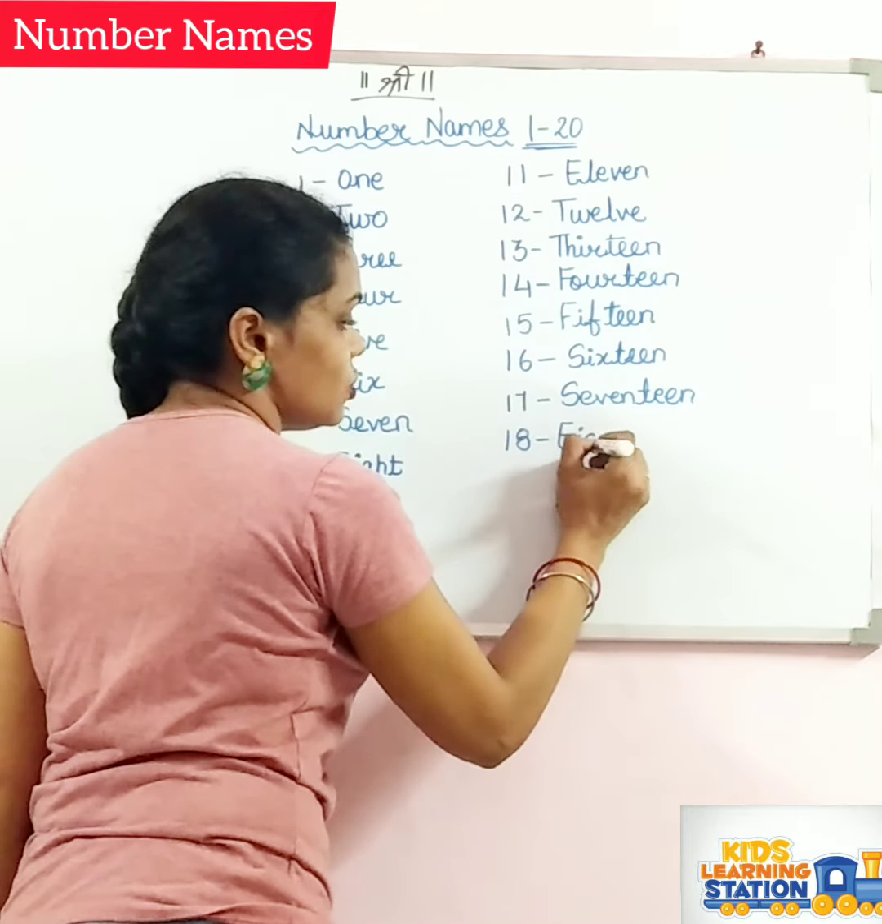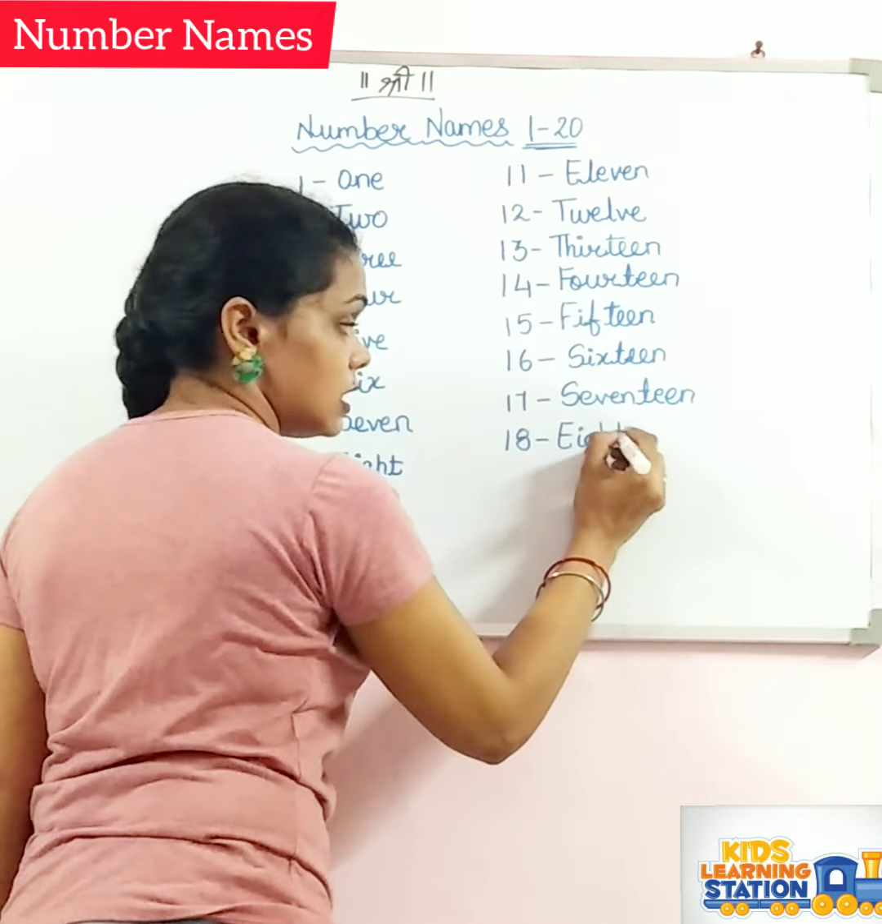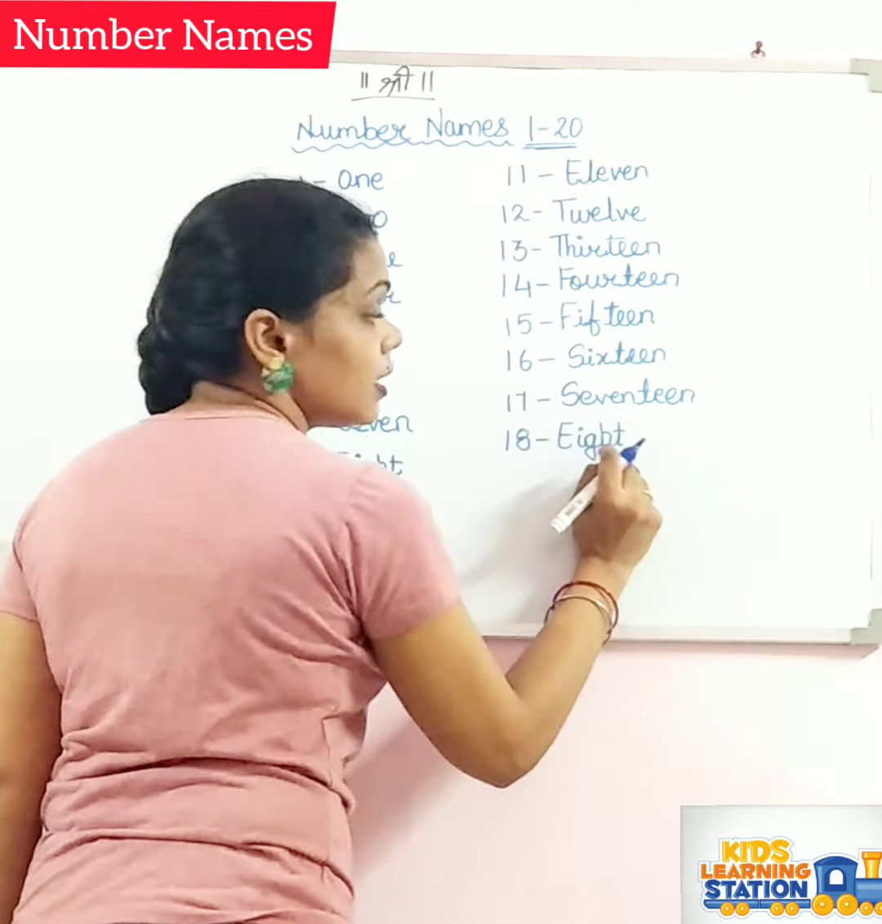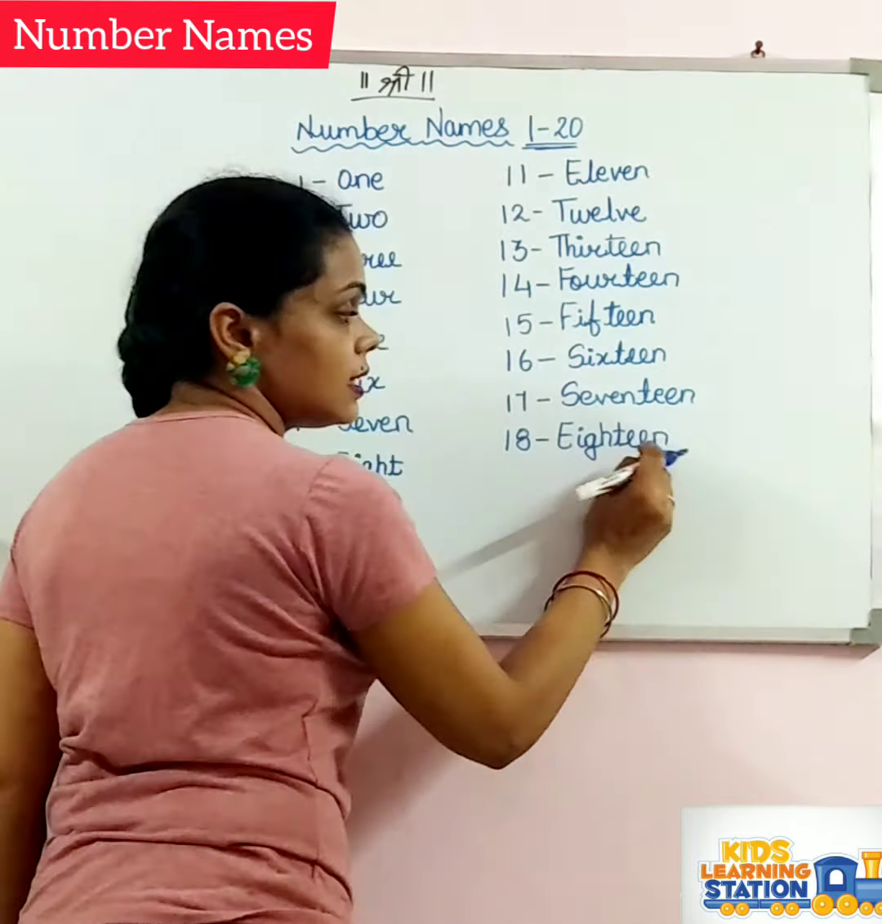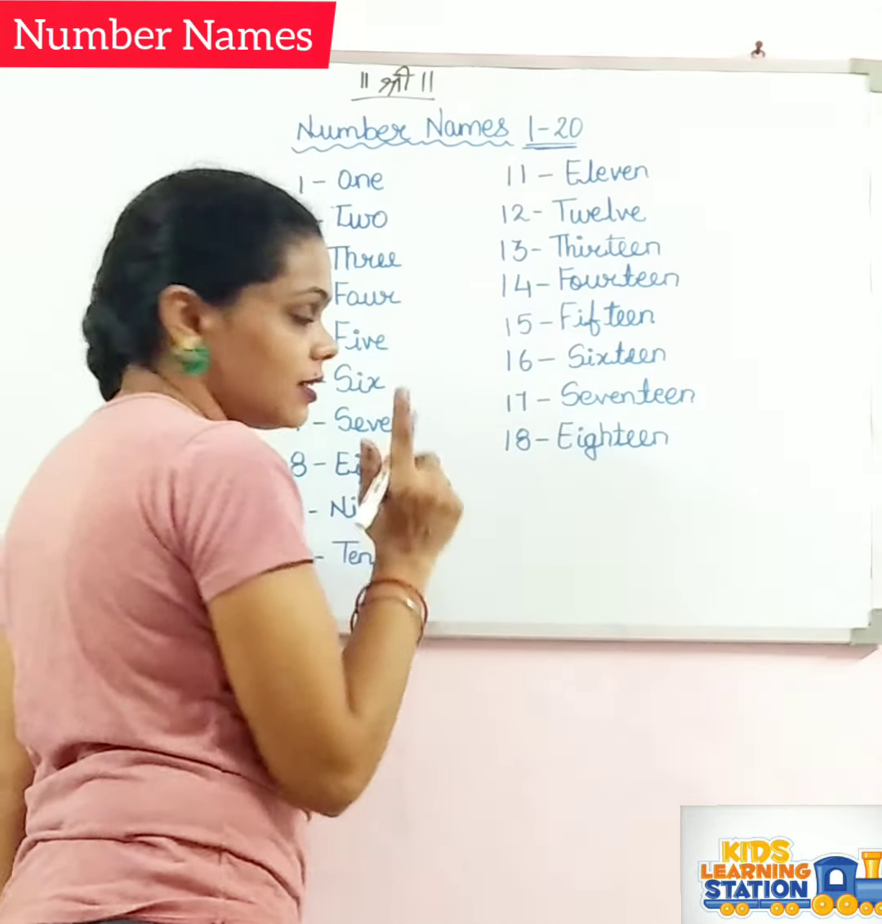18: E-I-G-H-T, 8. We have written T here. We are not going to write again T. T-double E-N, 10, 18.